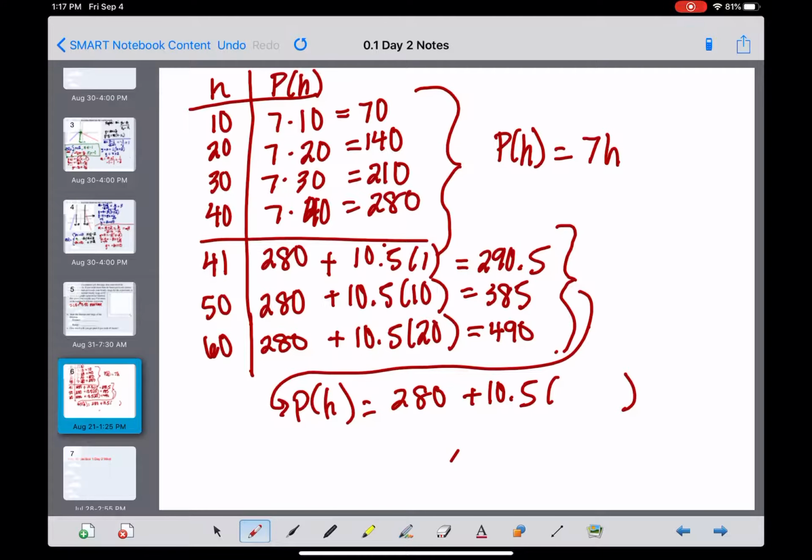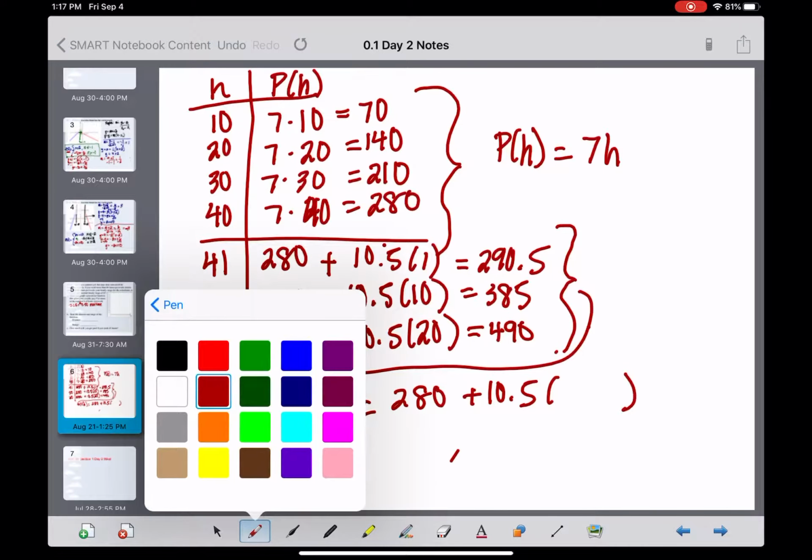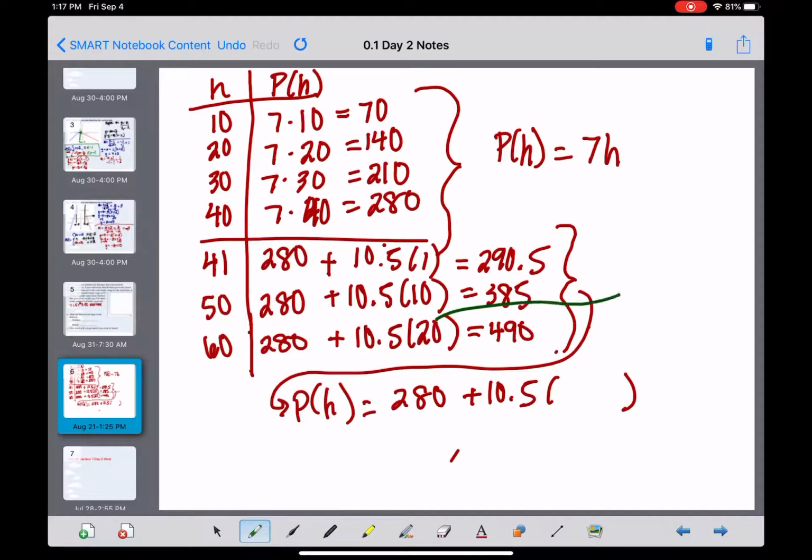How did we figure out what that number was going to be? So for 41, it was a 1. For 50, it was 10. For 60, it was 20. Well, we wanted to know how many additional hours over 40. So this number was 60 minus 40. I needed to see what was above 40. And this one was 50 minus 40, which was 10.